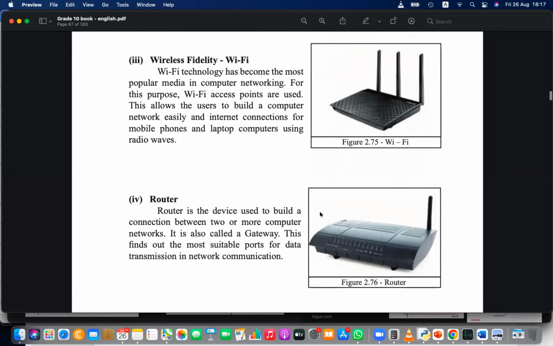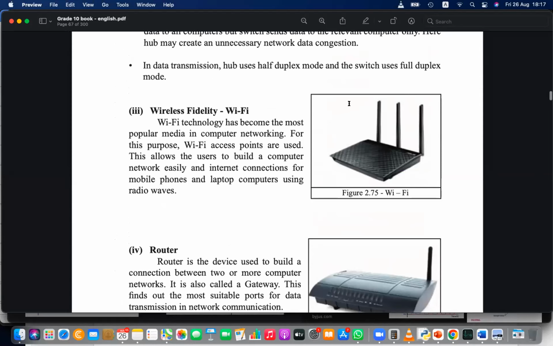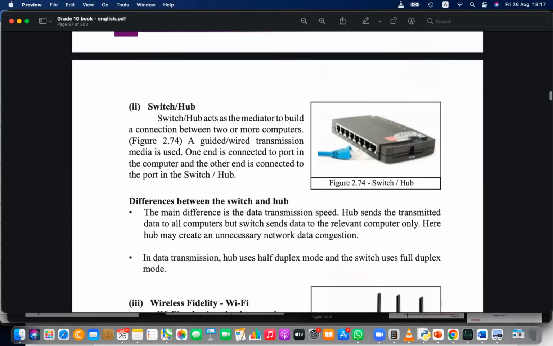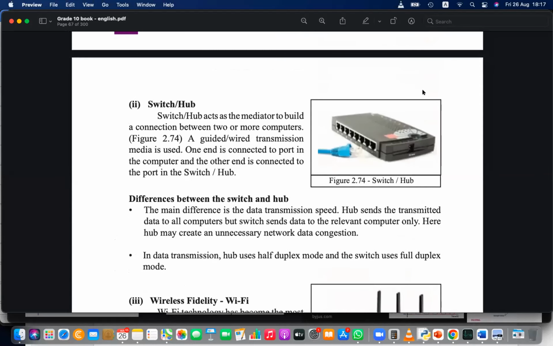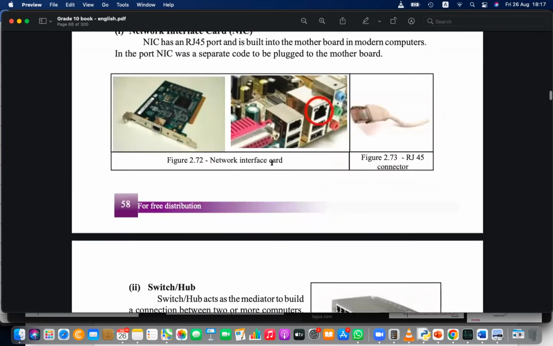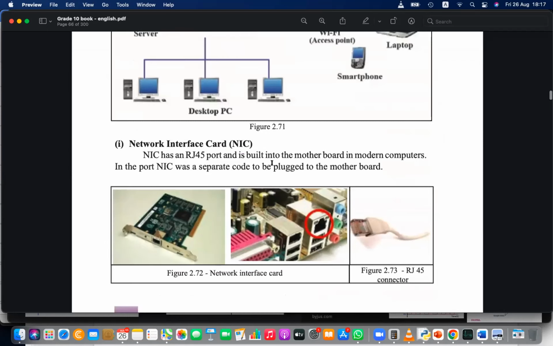Router has modem capability. Wi-Fi router has modem capability. Mobile phone has modem capability. There are advanced switches having modem capability, right? Therefore, now the modem is obsolete. Separate modem devices are not there.